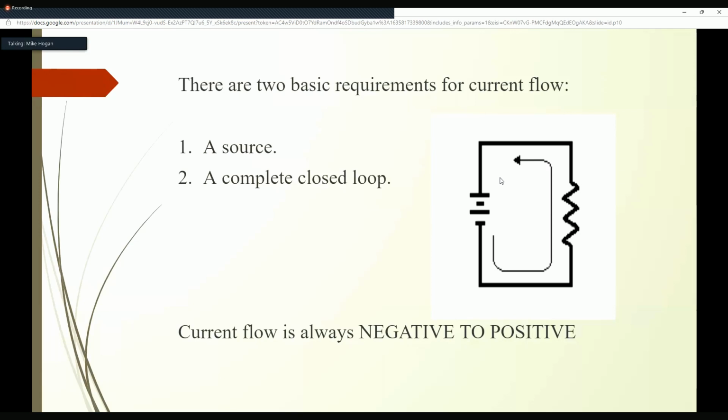The reason I don't really like the way this is stated, that there are two basic requirements, is that there's actually a third component here, this resistor. This resistor provides some resistance for current flow. Technically, current would flow without this resistor. However, what's going to happen is it's going to flow extremely fast.